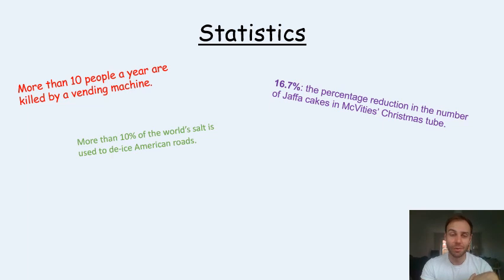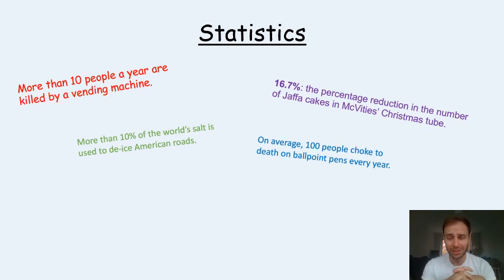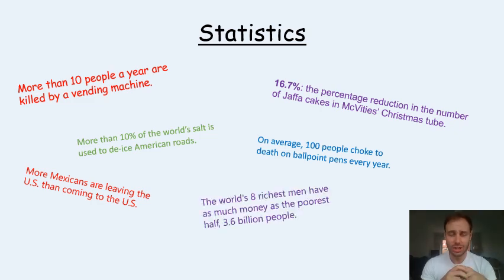More than 10% of the world's salt is used to de-ice American roads. Another one I'd love to find out how this is possible. 100 people choke to death on ballpoint pens each year. One for Donald Trump this: more Mexicans are leaving the US than are coming to the US. And a slightly more serious one here: the world's 8 richest men have as much money as the poorest half, which is 3.6 billion people. So there are 8 men who are as wealthy as 3.6 billion people.